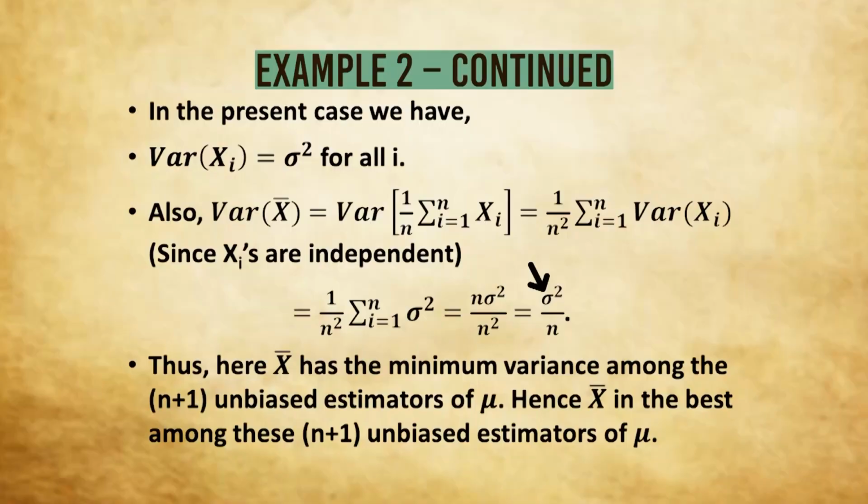Now see, what was variance of x1? Sigma square. Variance of x2? Sigma square. Variance of xn? Sigma square. So those n unbiased estimators, x1, x2, ..., xn, each has the variance sigma square. What is the variance of x bar? We have just worked out sigma square by n. So among these n plus 1 unbiased estimators of mu, which has the minimum variance? Minimum variance is attained by x bar. So here x bar is the best among these n plus 1 unbiased estimators of mu.